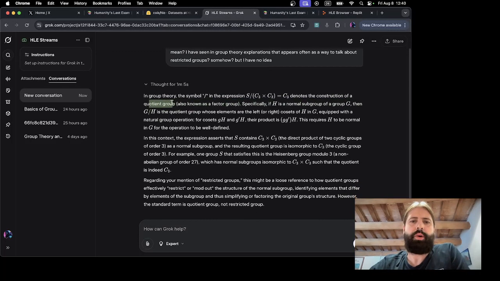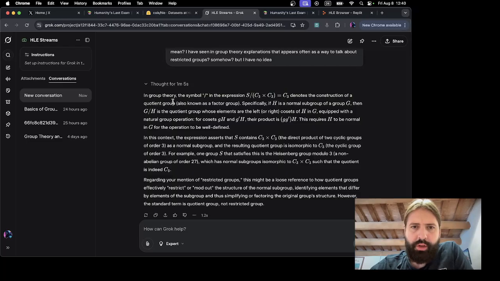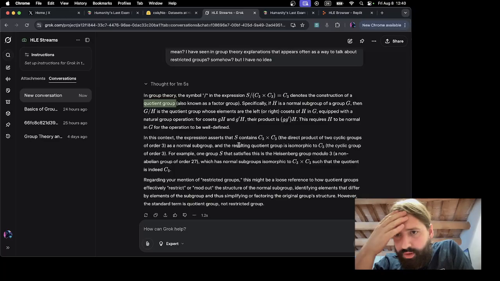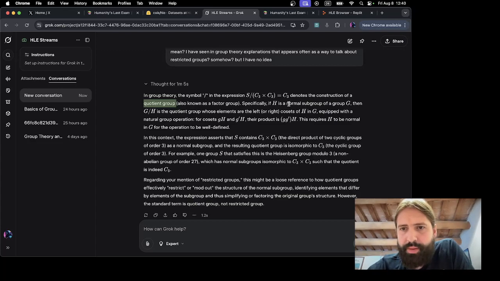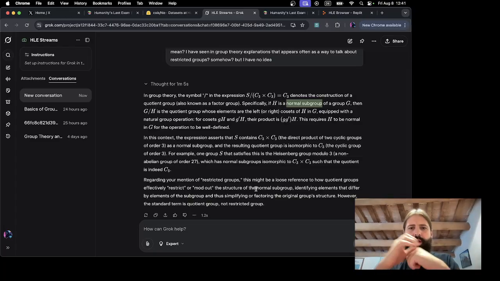A quotient group. Okay, so we are learning, so we need to dig into these. A quotient group, also known as a factor group, specifically if H is a normal subgroup of a group G. So if H is a normal subgroup, whatever that means, so we'll need to understand that, then G over H is a quotient group whose elements are the left or right cosets of H in G, equipped with a natural group operation. Yay, I have no idea what this all means.